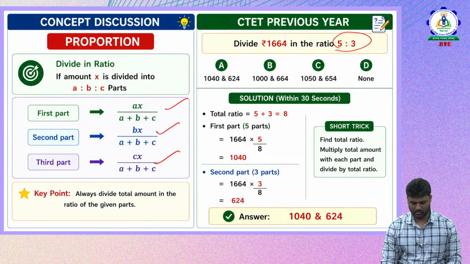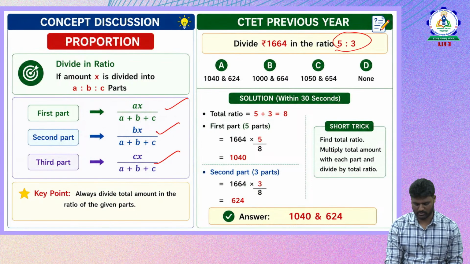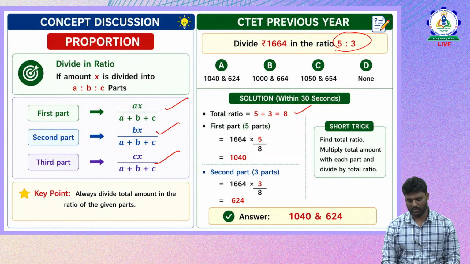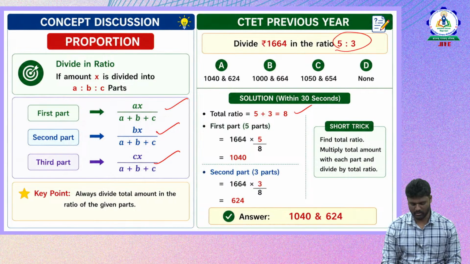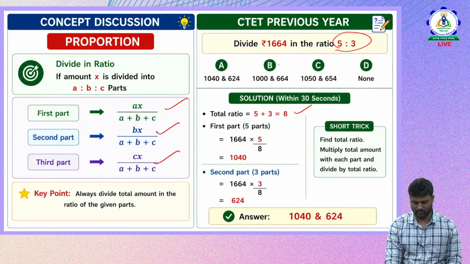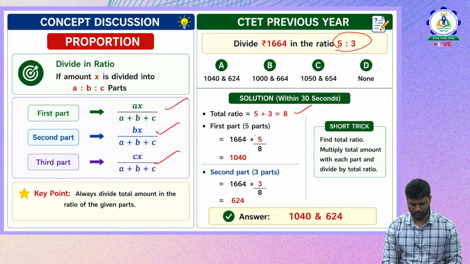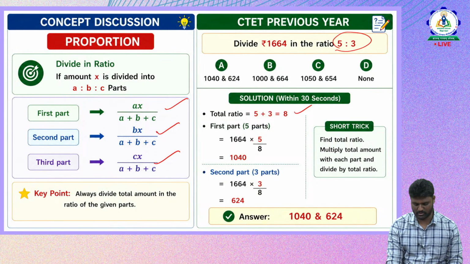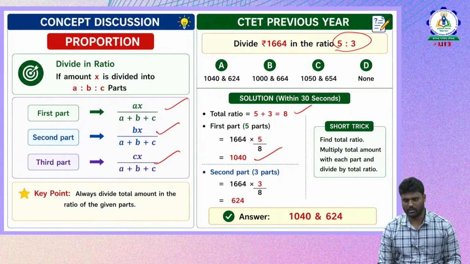So now let us see that. What is the total ratio? The given ratio is 5:3, so the total will become 8. That means the first part is 5 parts. So what we have to do here is divide the given number with the first part. So that means 1600 into 5 by 8, we'll get 1040.